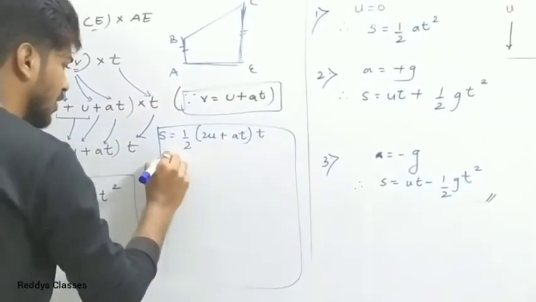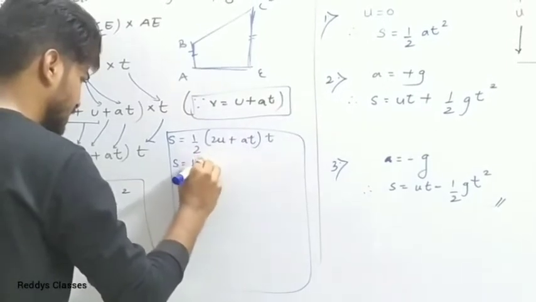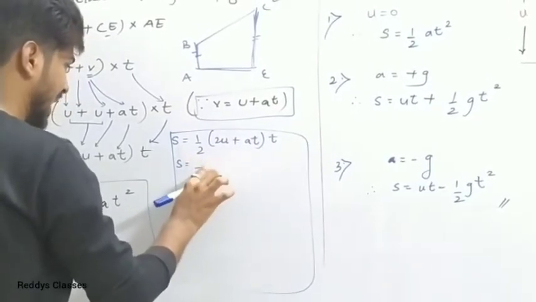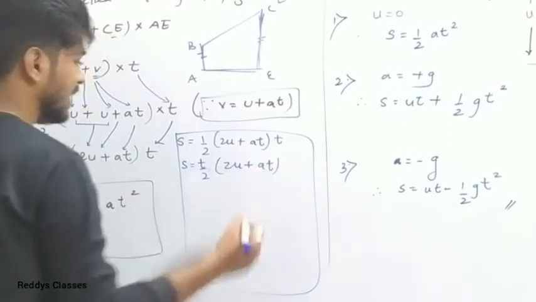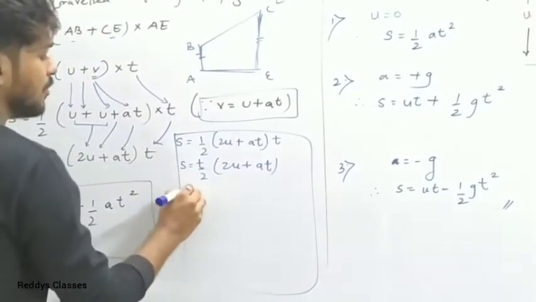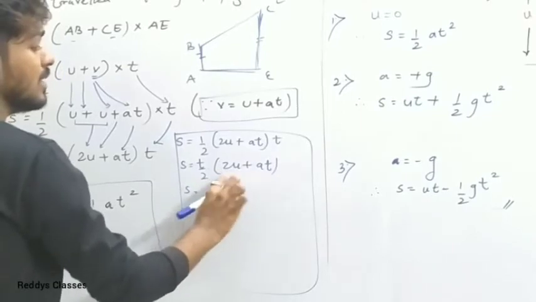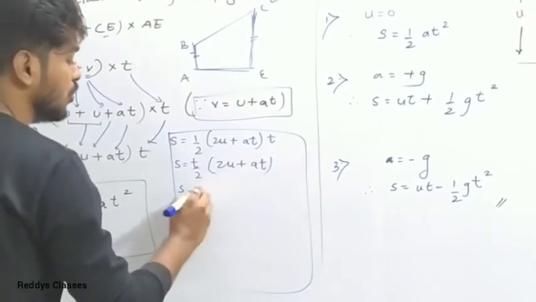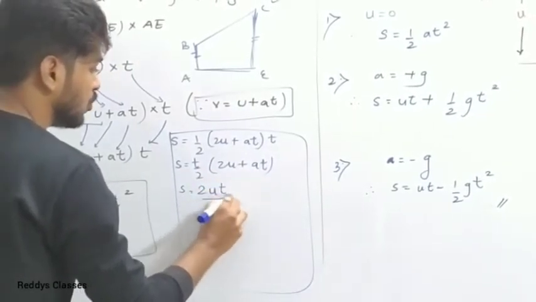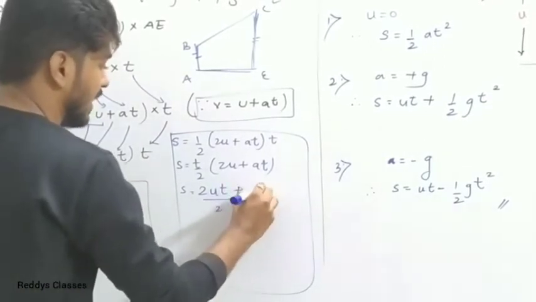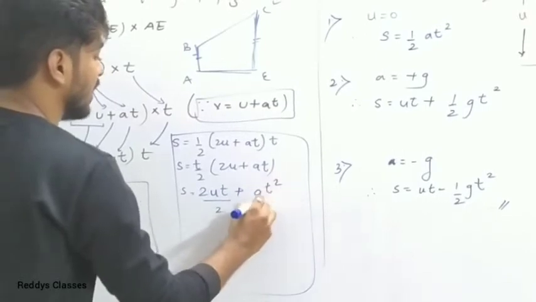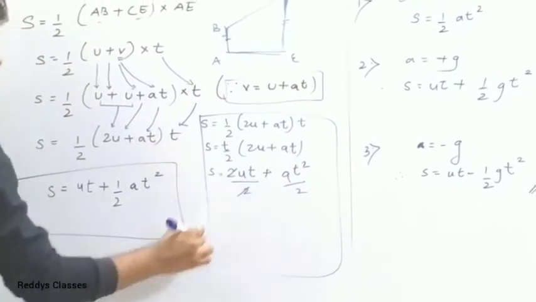Can I bring this T to this side? It can be written as T by 2, 2U plus AT. Now I am multiplying this T by 2 on this side. T into 2U gives 2UT upon 2, that is UT, plus A into T into T is T square upon 2. This 2 gets cancelled.